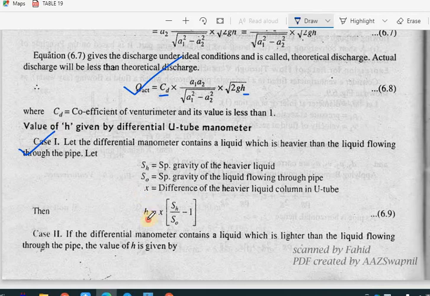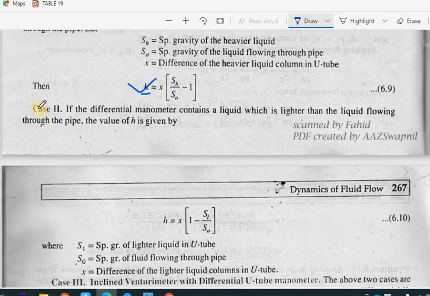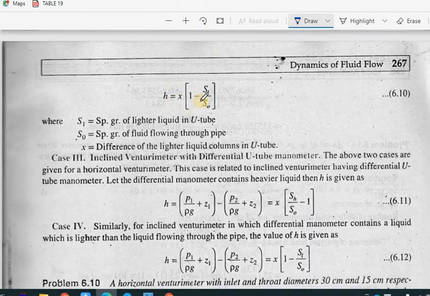So the H formula is x into (Sh divided by So minus 1), where Sh is the specific gravity of heavier liquid and So is the specific gravity of liquid flowing through the pipe. So this is the formula which we are going to use. In case of a differential manometer, this formula is used when the liquid flowing in the pipe is lighter as compared to the liquid in the manometer. So this is for heavier liquid, and for lighter liquid the formula changes.